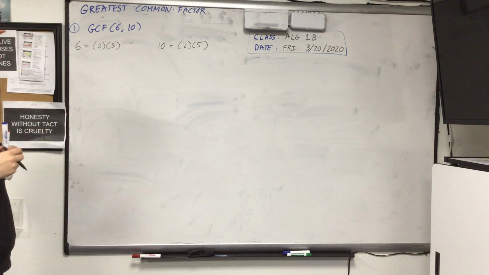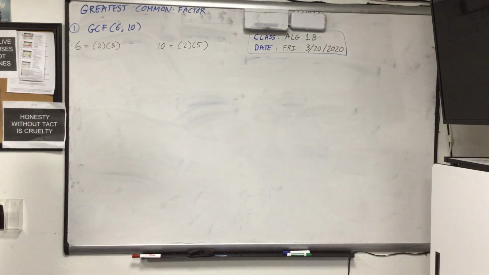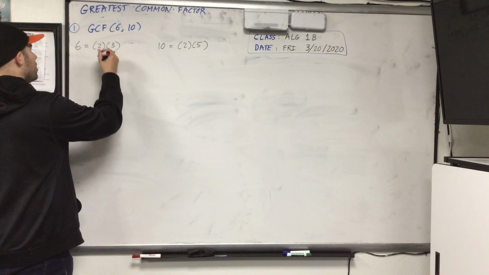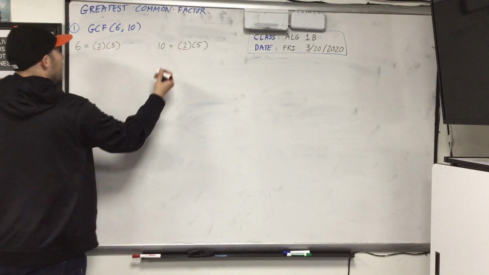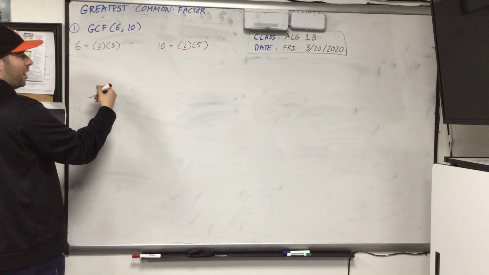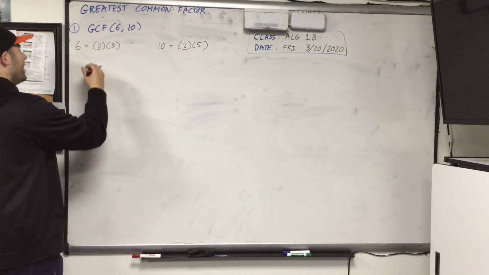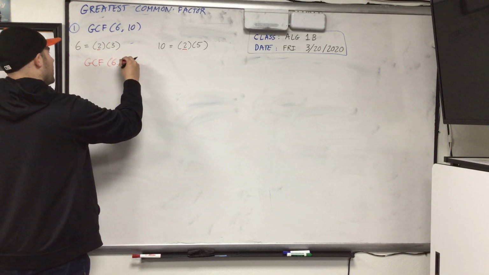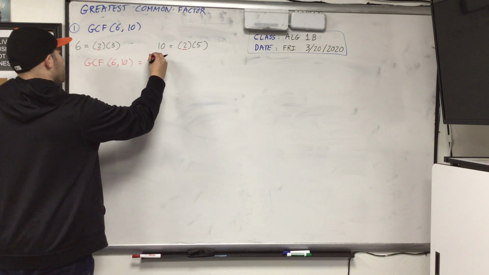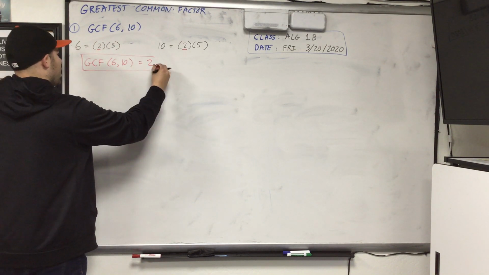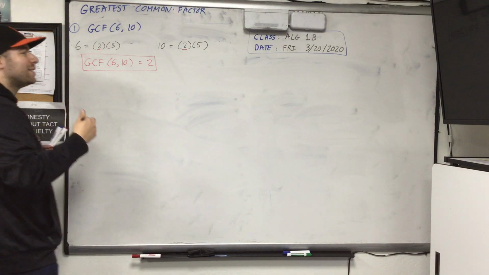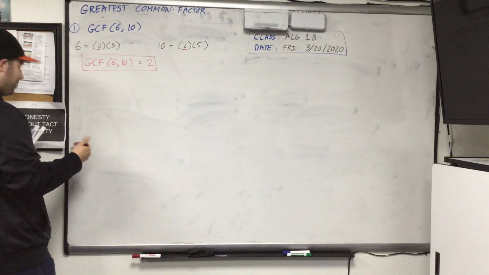Okay? Are there any factors in common? So now that's broken down to the primes. 2 is the only factor they have in common besides 1, so the greatest common factor of 6 and 10 is 2. That means that I can divide 6 and 10 by 2 and still get whole numbers.